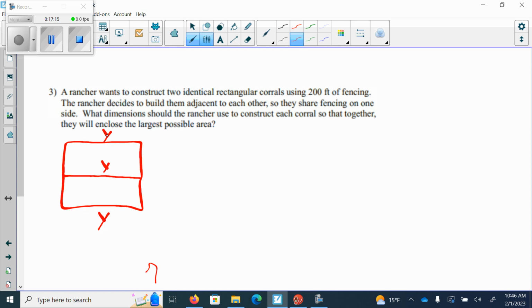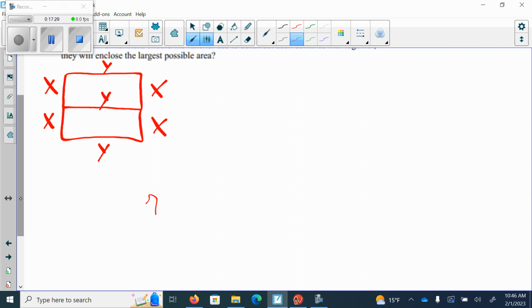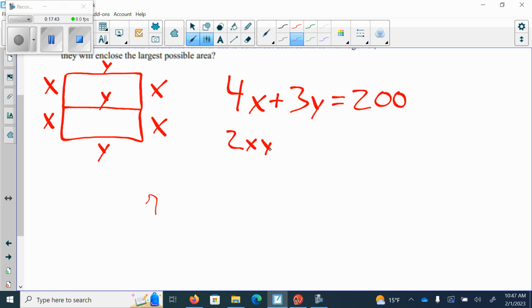So Rich wants you to construct 2 identical rectangular corrals using 200 feet of fencing, and you're sharing one side. Depending on how you label what your x and y is, you'll still get the same dimensions at the end. Does that make sense? So he has 4x plus 3y, and that has to equal his perimeter, which is 200 feet of fencing. Everyone good? And he's trying to maximize his area, which the way he wrote it is going to be 2xy equal to the max.